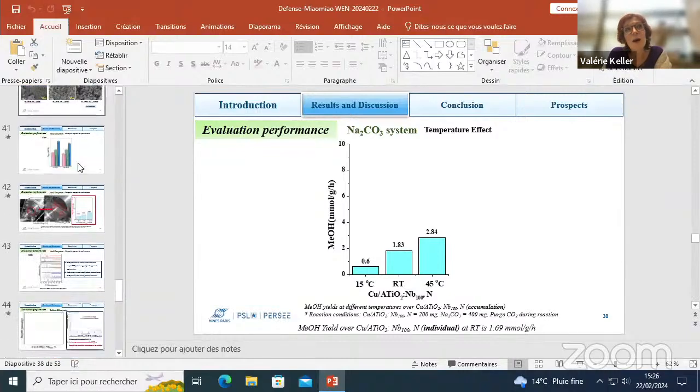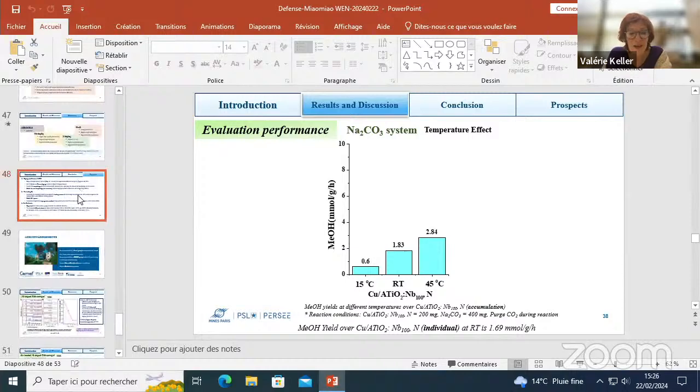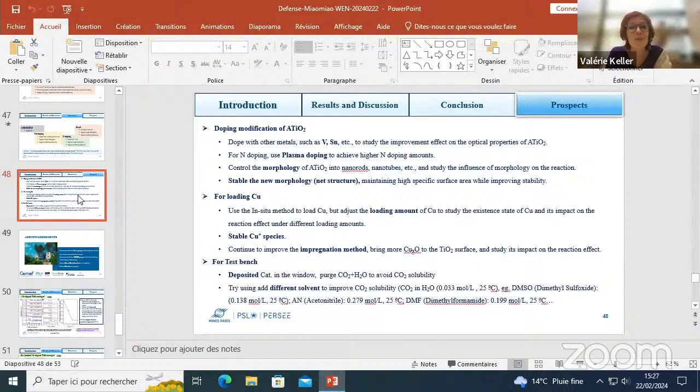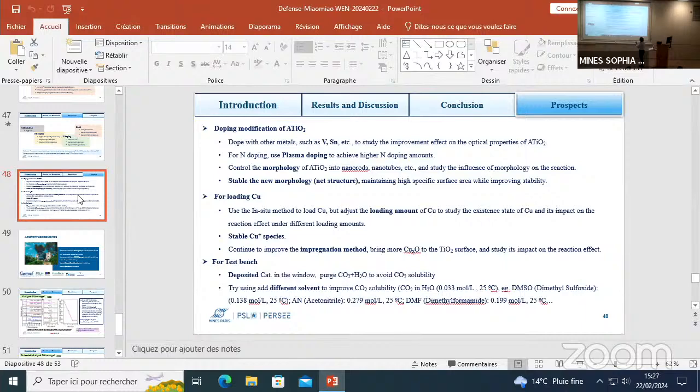If you had 1 or 2 more years, what would be your priority among all these prospects that you mentioned? If I have time, I will try to do the plasma doping first. For now, I saw nitrogen doping has really good potential to improve the performance. But my nitrogen amount is quite low, so I want to try another way for nitrogen doping.